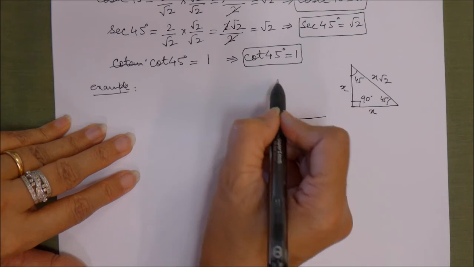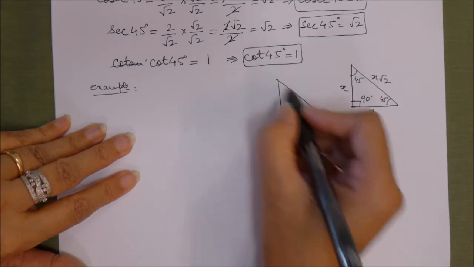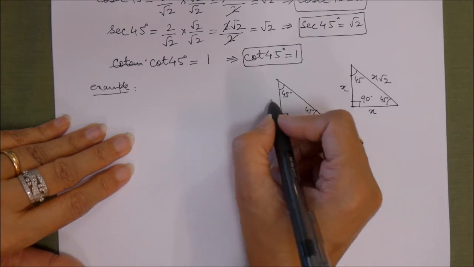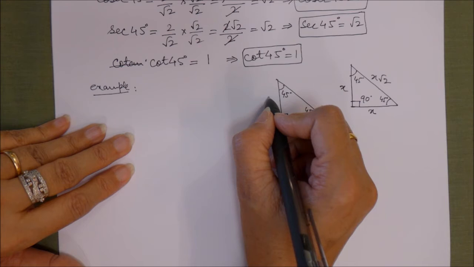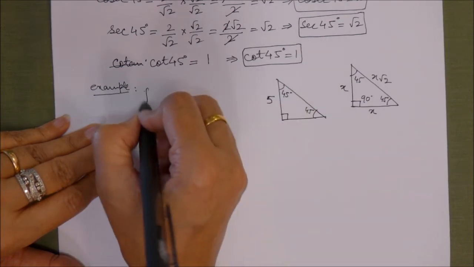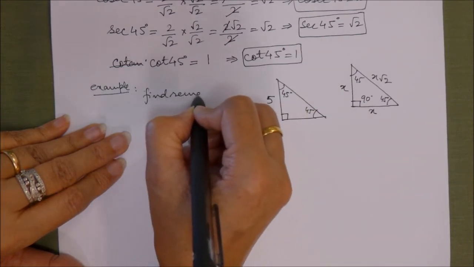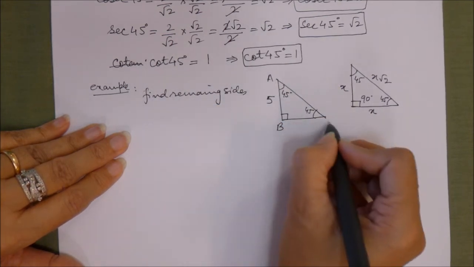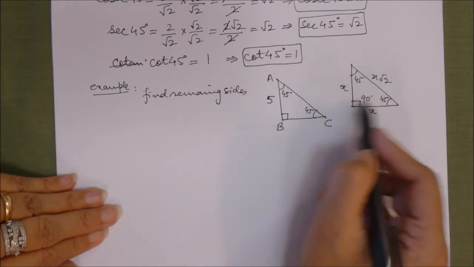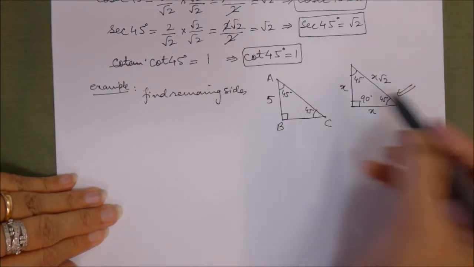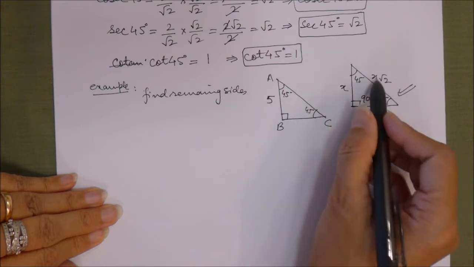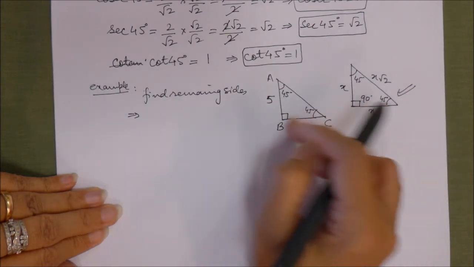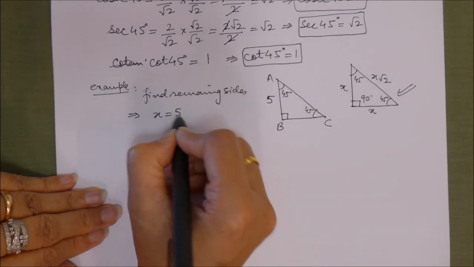We take a triangle. These two angles are 45 degree each. This side is given to be, let us say, 5. So find the remaining sides. If you compare with this one, always remember this is very important. Always remember this triangle and the sides written in this form. So from comparing the two triangles, we get x is equal to 5.